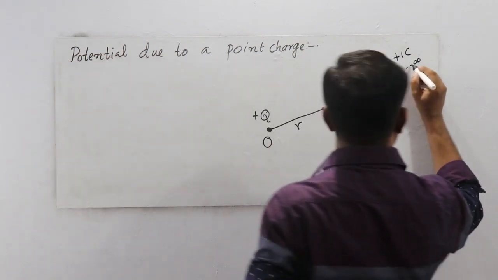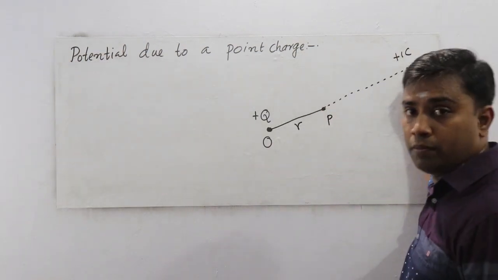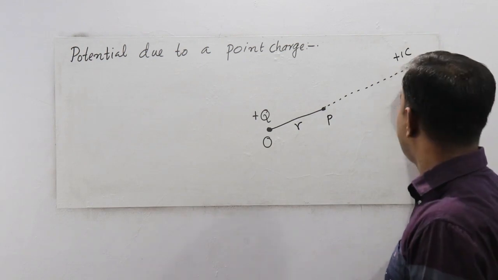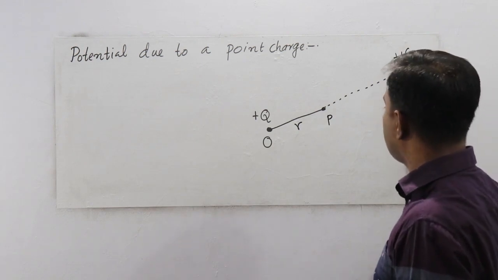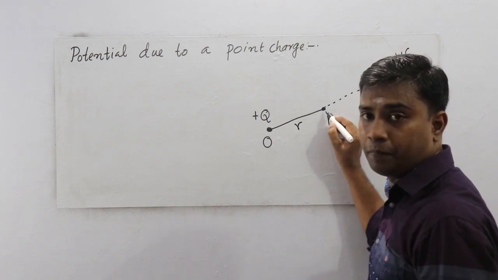Now the 1 coulomb charge is situated at infinity. We are bringing the charge to the point P.